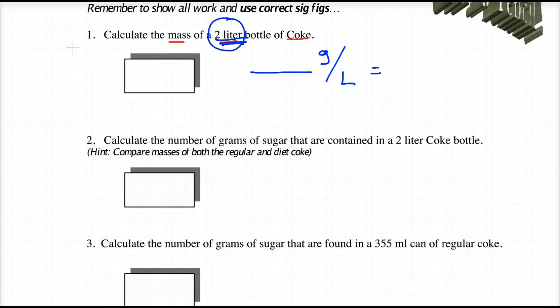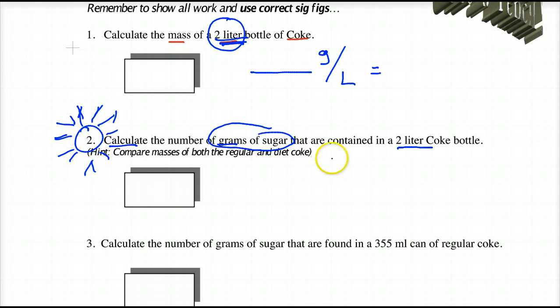Now, number 2, very important. Calculate the number of grams of sugar that are contained in a 2-liter bottle of Coke. And this is so very important. If you're tuning out, Mr. Grotzky, I don't want to hear these in class. Put your head up, listen up. This is the crux of the entire lab. We're trying to find grams of sugar. We're using a very important assumption.